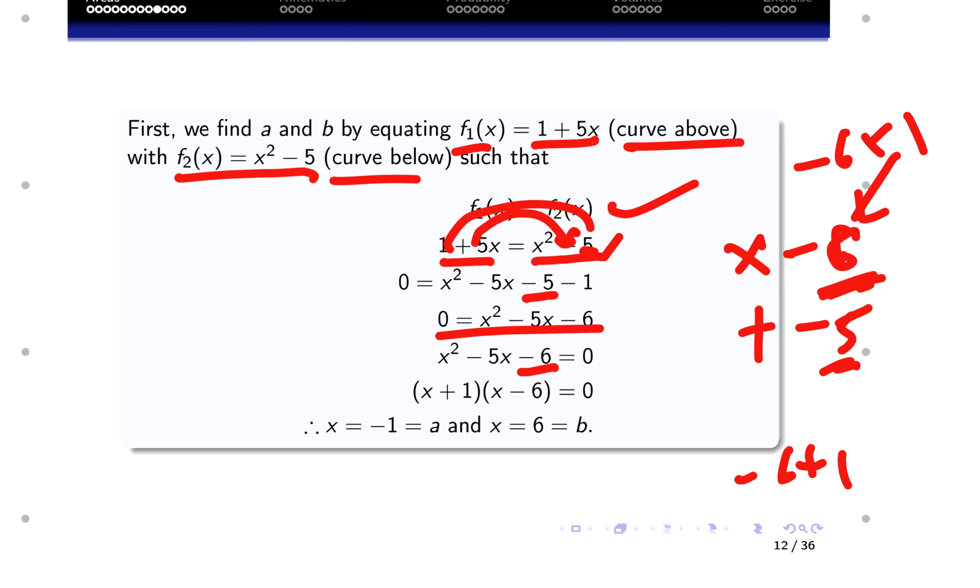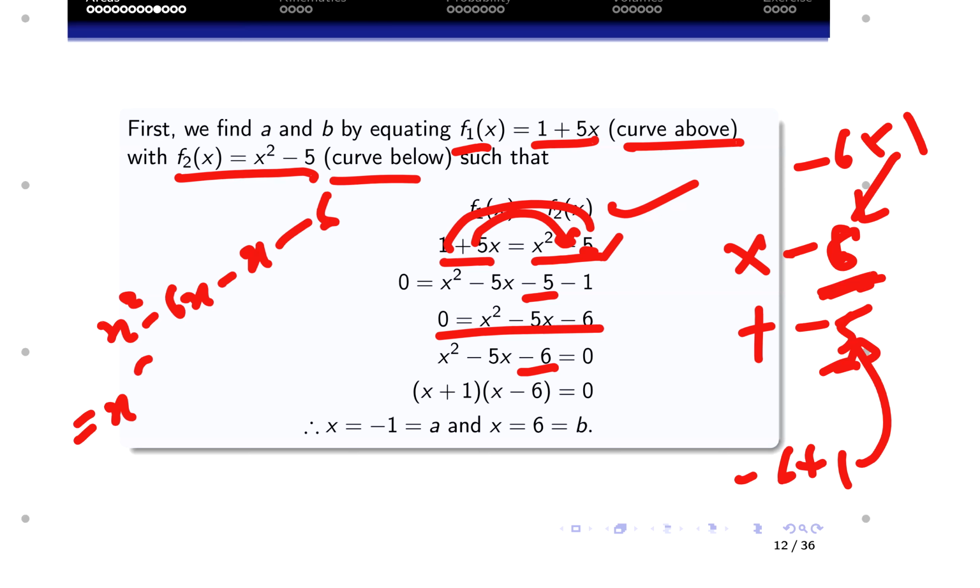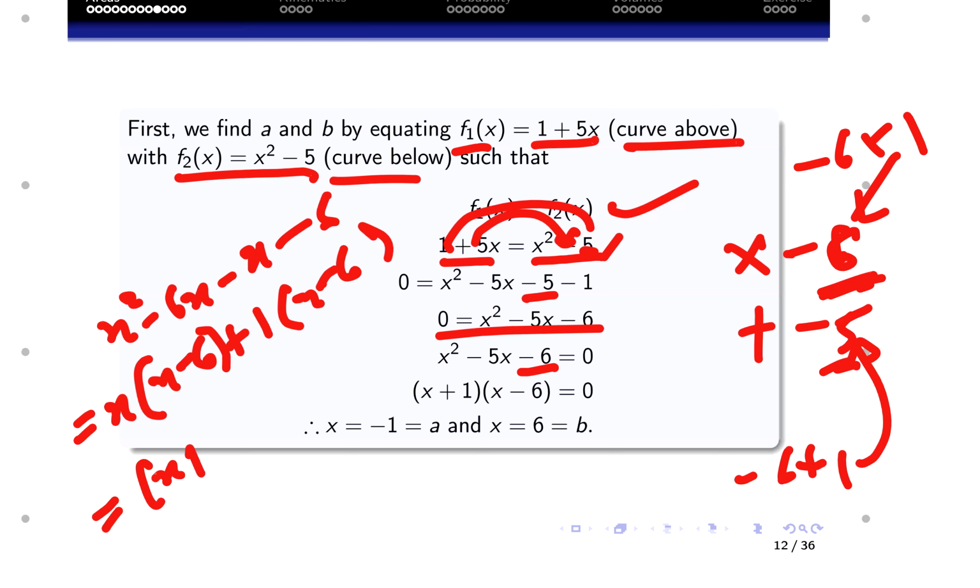So that's why you have x squared minus 6x minus 1x, which is minus x, minus 6 equals x into x minus 6 plus 1 into x minus 6. So you can factorize that. You have x plus 1 into x minus 6. That's exactly why we have this expression.